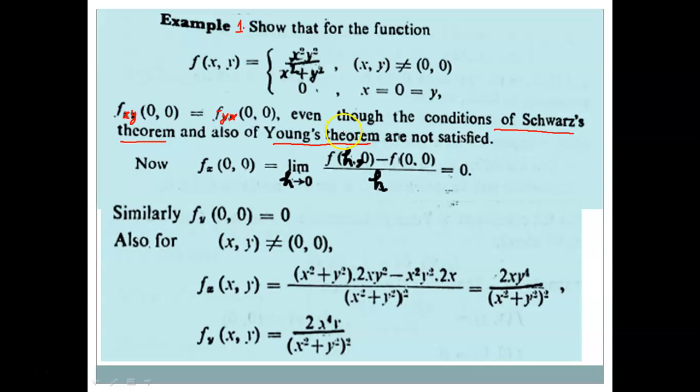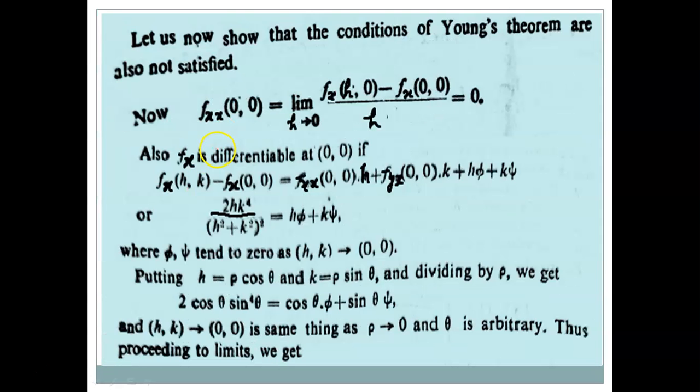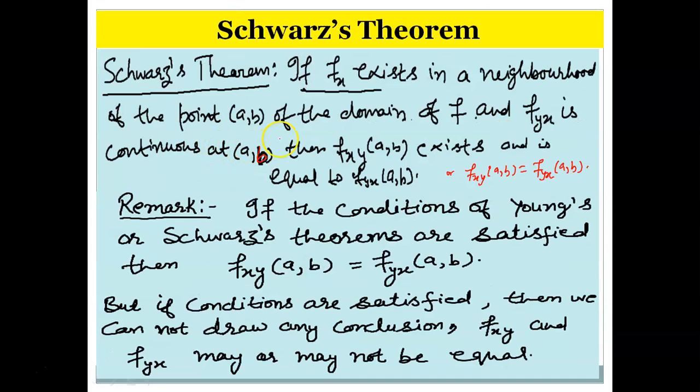Fine. So first we are discussing here the condition of Schwarz theorem. In the Schwarz theorem, as you know, what is the condition? This first order partial derivative must exist at point (0, 0). And then we have to check the continuity of the second order derivative f_yx at point (a, b) and the existence of this f_x.